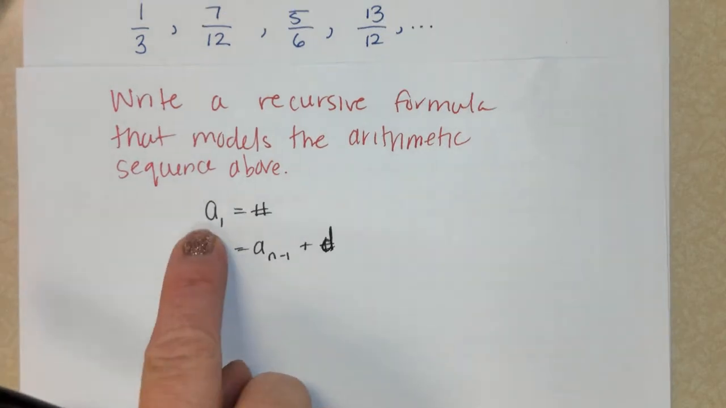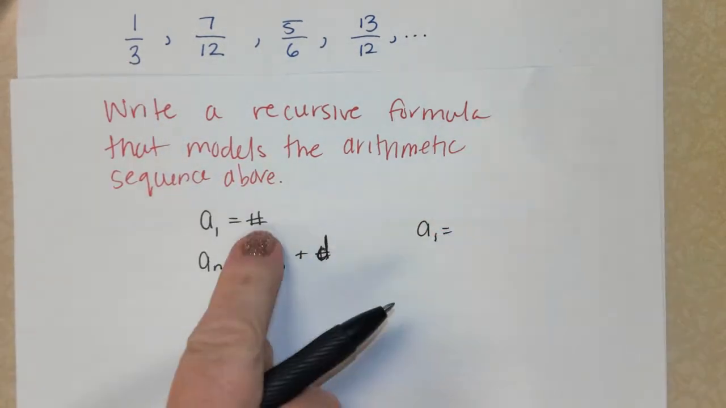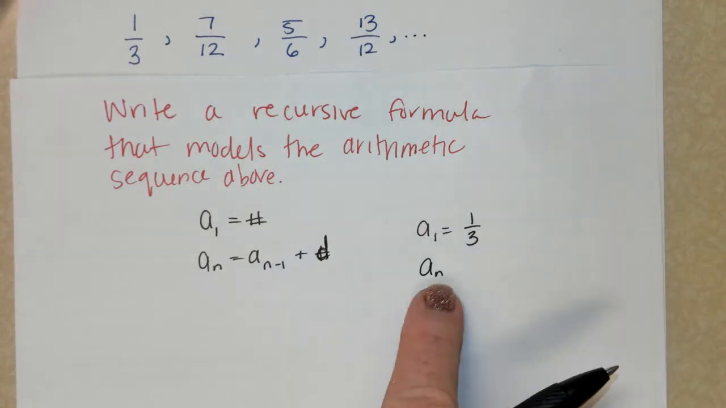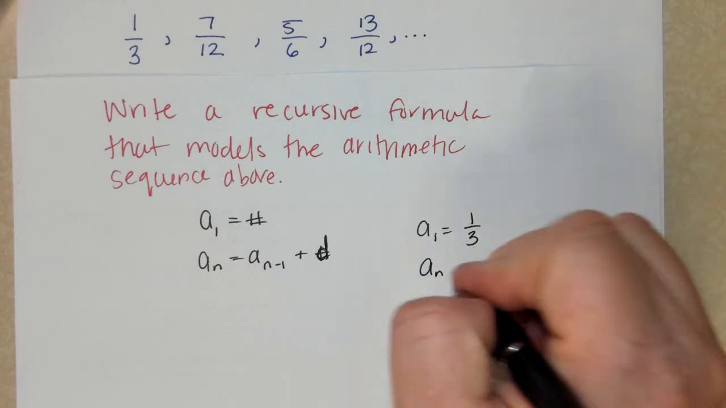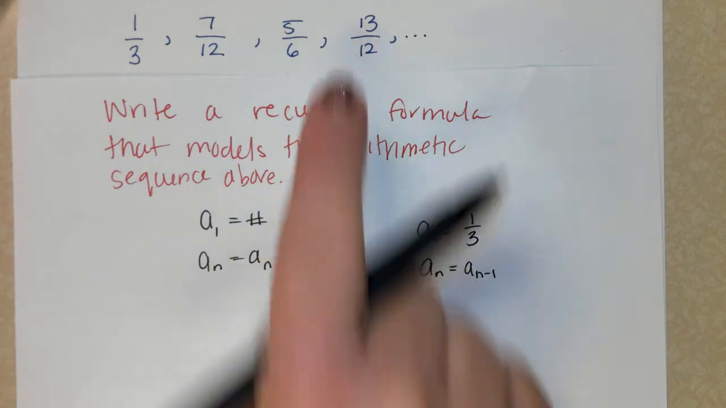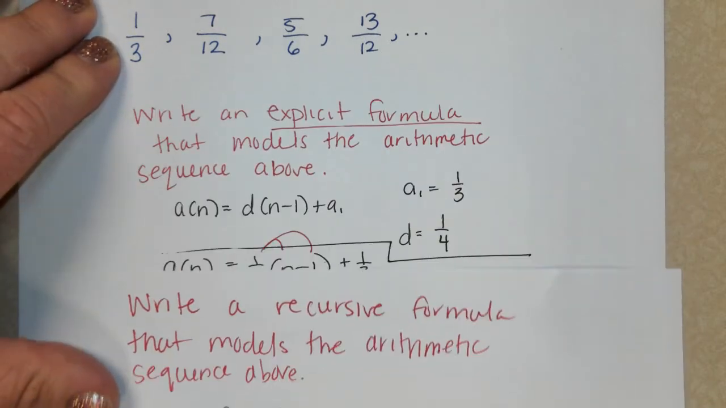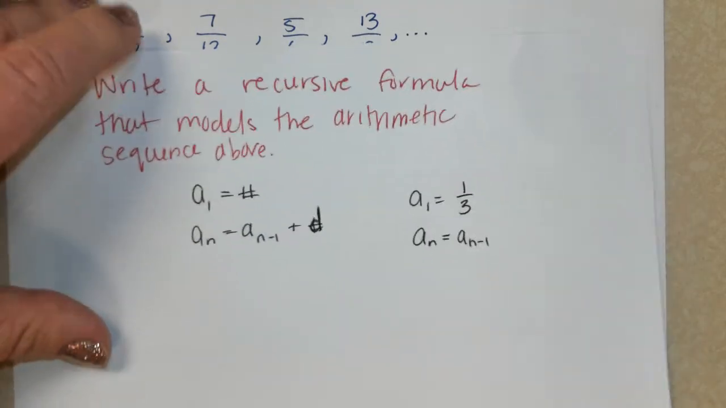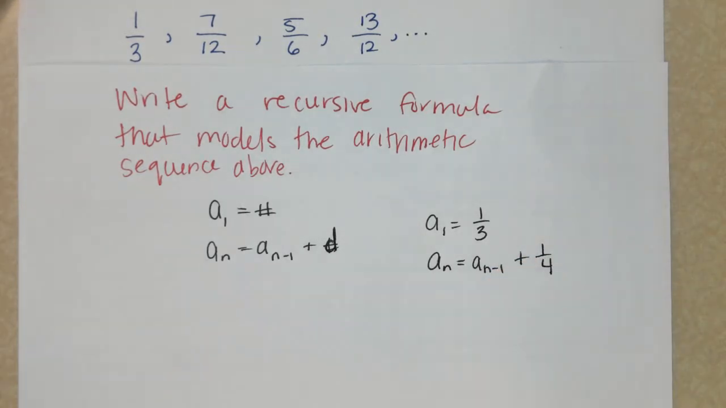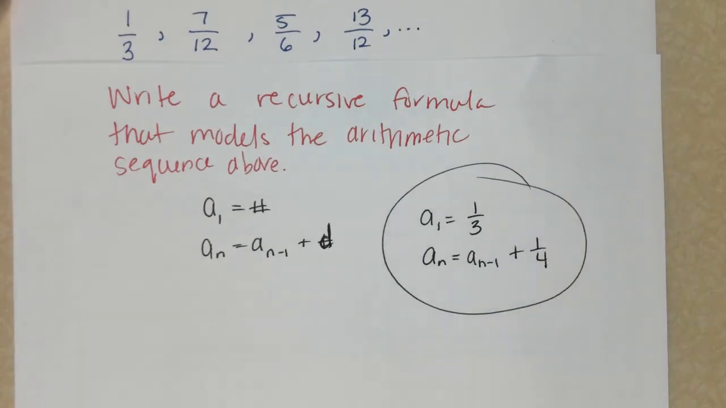Here's the general equation. We're going to identify the very first number in the sequence. So I'm going to replace the number sign with 1/3. That's the first number in the sequence. And then note these are small n's. They're subscripts. So a sub n equals a sub n minus 1. This represents the previous number in the pattern. And then we're going to either add or subtract the common difference. In the last problem, we identified the common difference as a positive value. For that reason, I'm going to go plus 1/4. If it would have been a negative value, we would have subtracted. And this is the recursive formula.